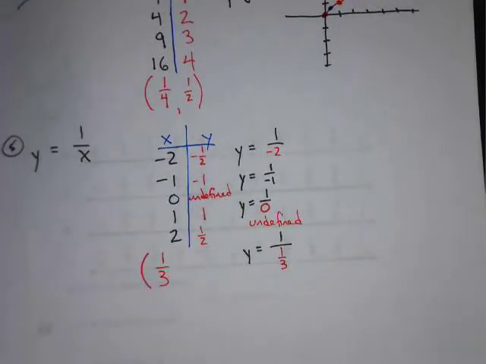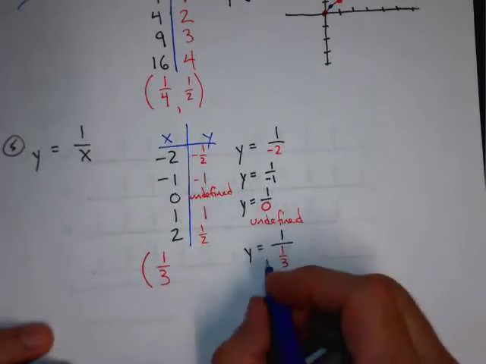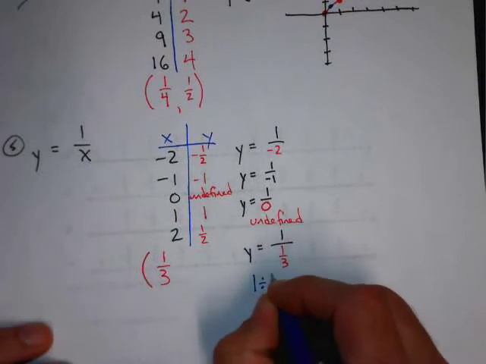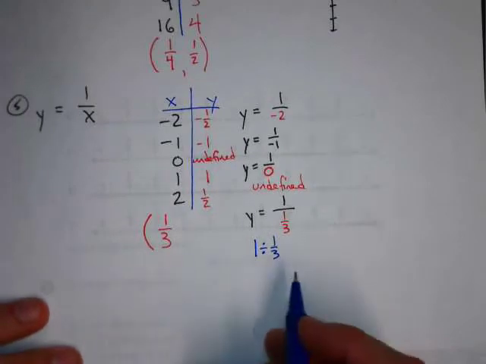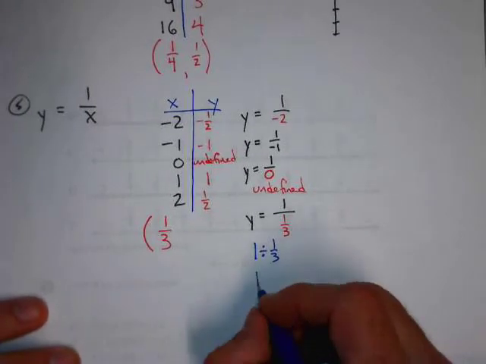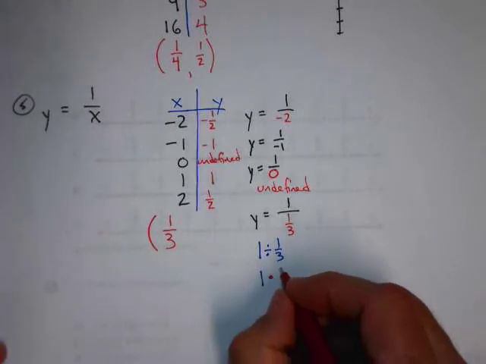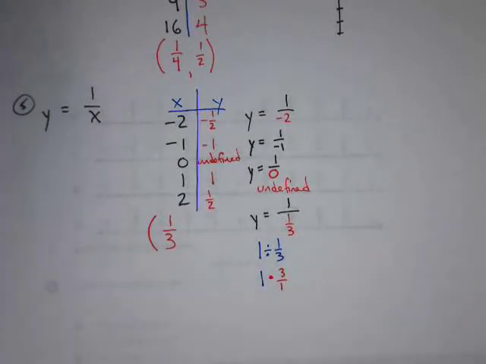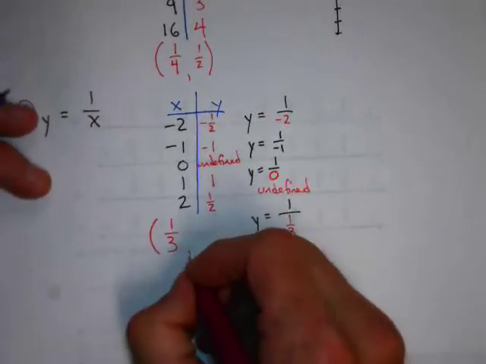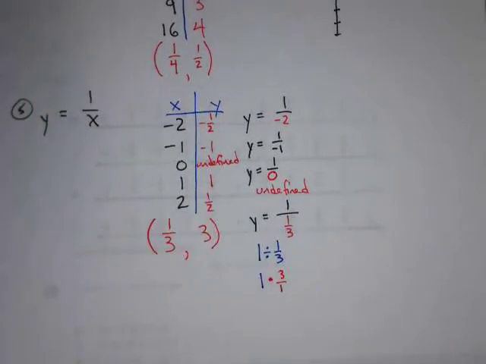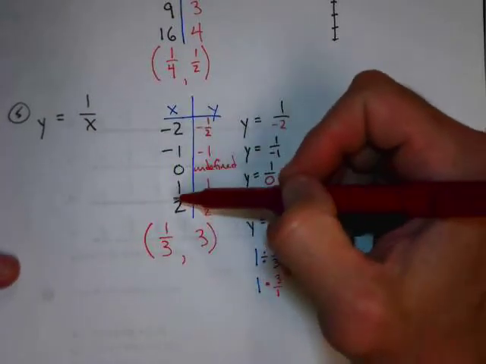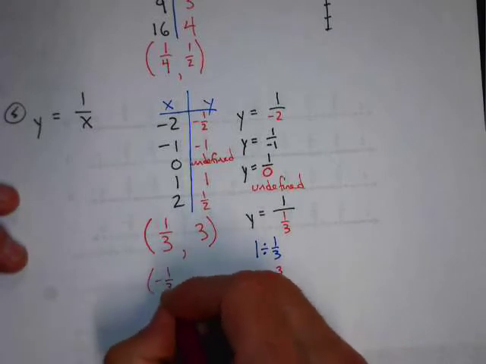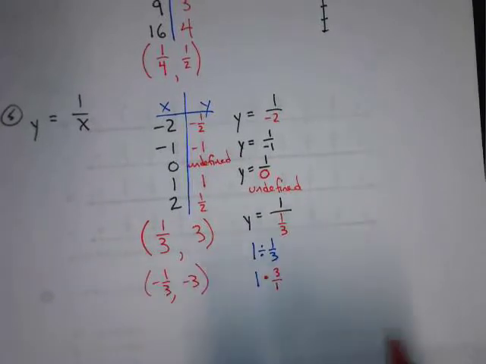1 over 1/3? That's crazy. What's a different way of saying 1 over 1/3? You say it a different way, 1 divided by 1/3. And now we're back into some basic elementals. 1 divided by 1/3 is the same as 1 times 3 over 1. Guess what that is? 3. So if I plug in 1/3 for x, I get 3 for y. And the same thing happens if I plug in negative 1/3 for x, I get negative 3 for y.